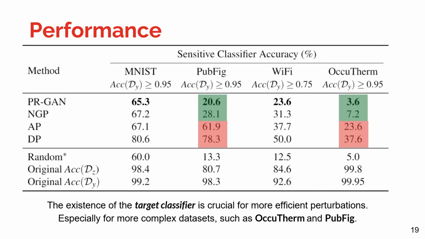First, look at the vast difference between the performance of the first 2 methods, PRGAN and NGP, and the other 2 methods, adversarial privacy and differential privacy.